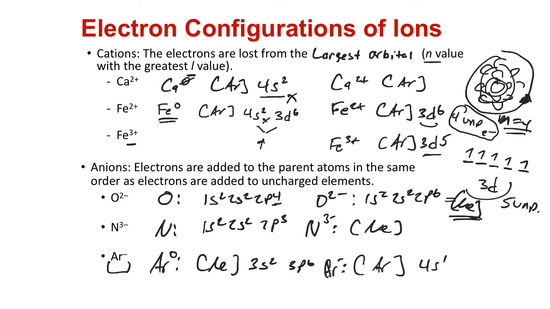Now, you would probably expect argon minus isn't going to be a stable ion because this is a high energy orbital. It's going to take a lot of energy to put that electron in that high energy orbital. So we're probably going to expect that that won't be a stable ion that exists naturally.